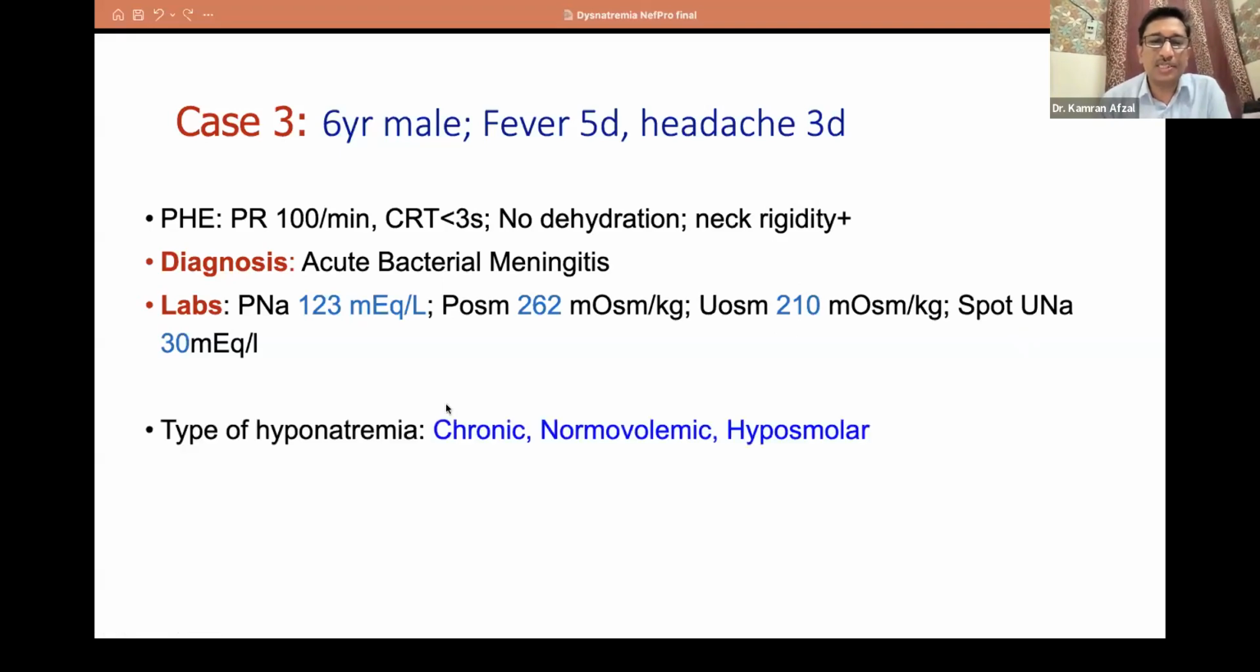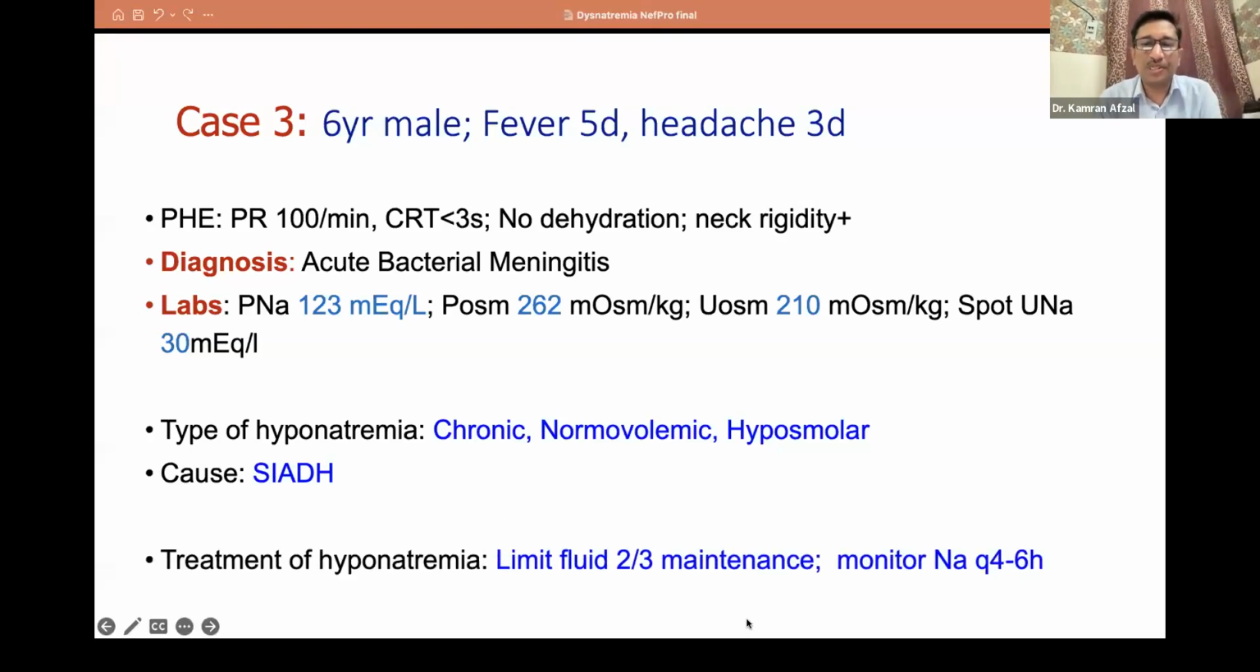So in this case, this patient has symptoms for around 5 days. So this is chronic hyponatremia. It's normovolemic because we do not find any features suggestive of dehydration. And it is hyposmolar because we find that the plasma osmolarity is reduced. And this is a typical case where you have SIADH as the responsible reason for hyponatremia.